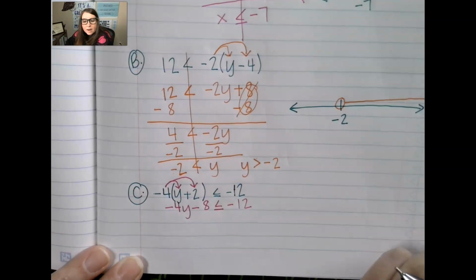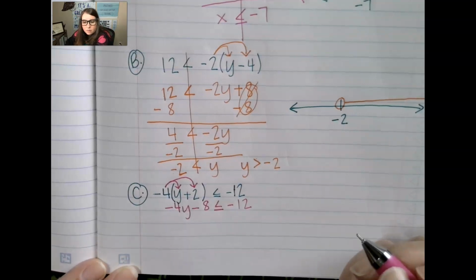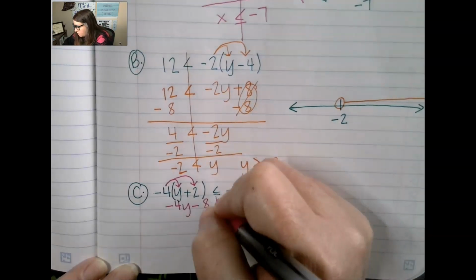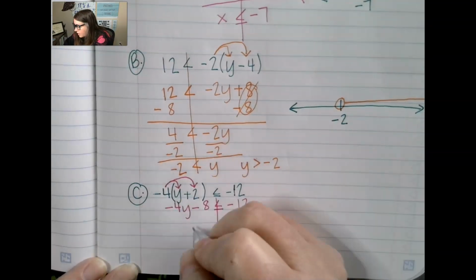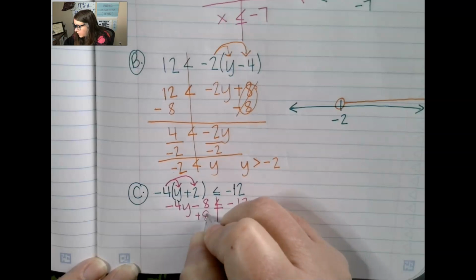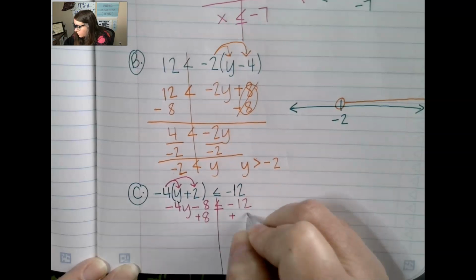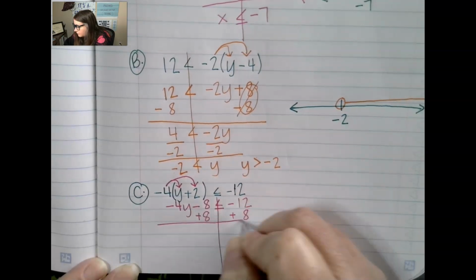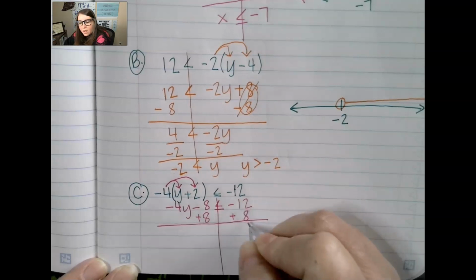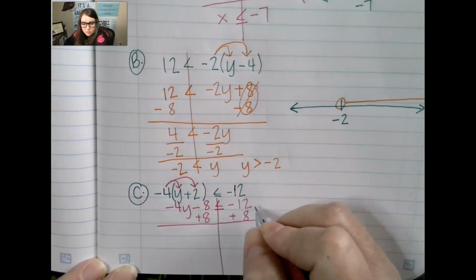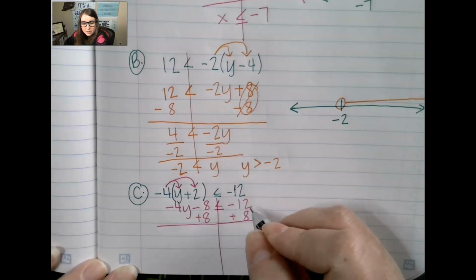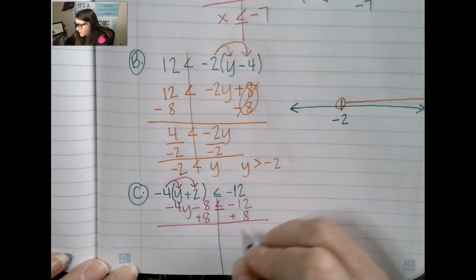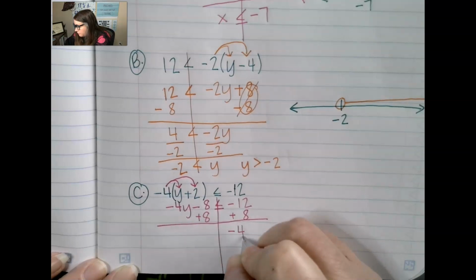Okay, we're now ready to remove the 8. So let's draw our balance line. Again, we want letters on one side, numbers on the other. So we're going to do the opposite. We're going to add 8, and we're going to add 8. I have negative 12. Think of this as $12. I have negative $12 in the bank, so I owe the bank $12. I give them 8. I now just owe them 4.